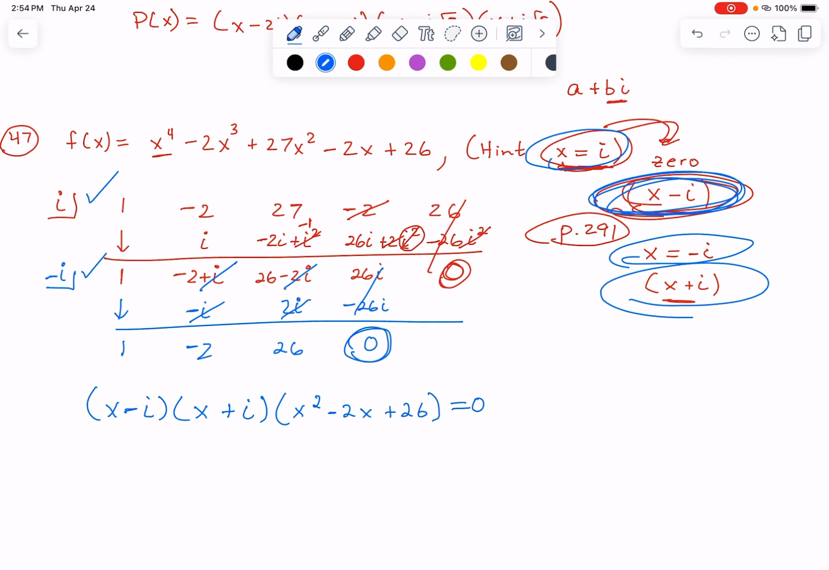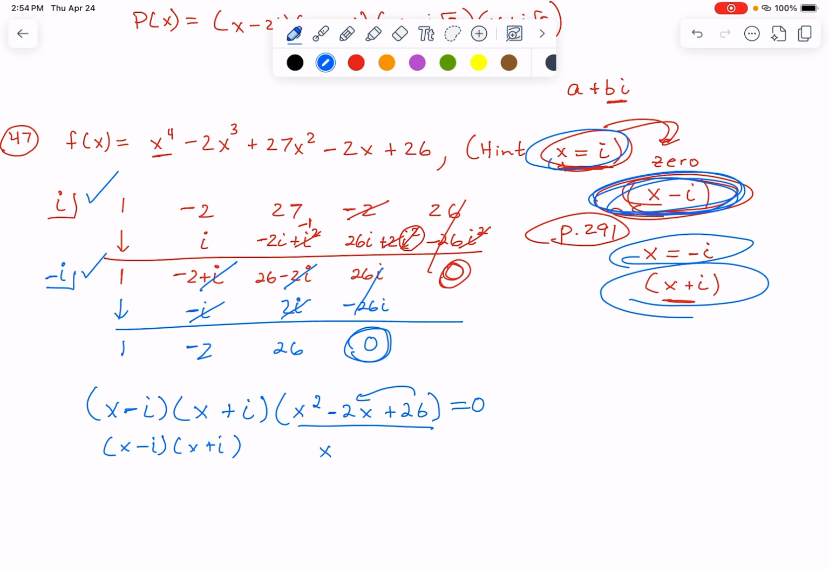Quadratic formula. The first step is always to figure out what all the zeros are, and then you can put it back in the complete factorization. All right, so we got x minus i, x plus i, and I don't think this factors, so I'm going to go right to the quadratic formula because I can't find factors of 26 that add up to give you negative 2.